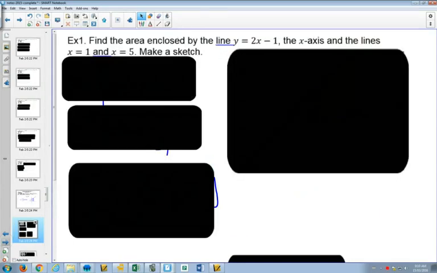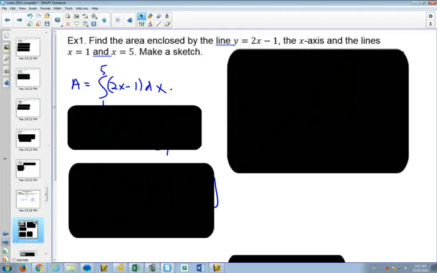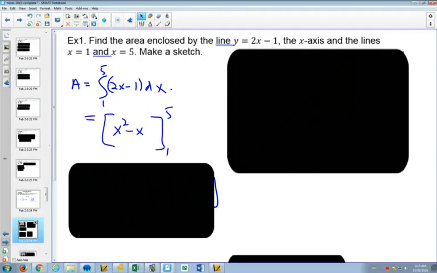So here's our first example. Here's another line, y equals 2x minus 1, the x-axis, and the lines x equals 1 and x equals 5. So this is a definite integral. We can set it up that way, and then look at integrating.